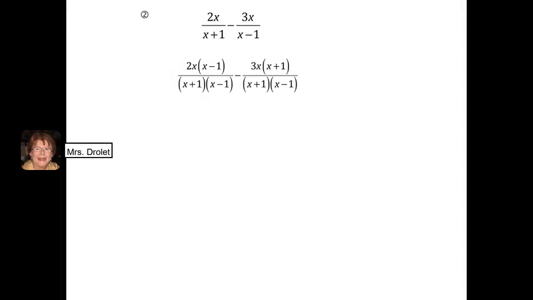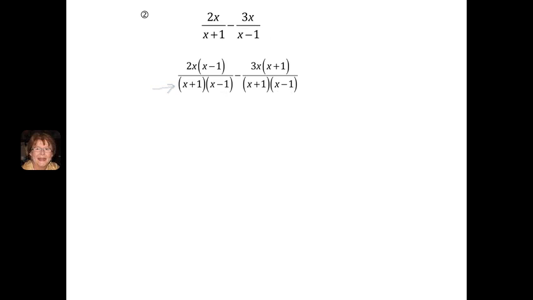So did you remember that you had to find a lowest common denominator? If it's a factor in the original denominator, it's a factor in the LCD. In this particular example, the lowest common denominator is x plus 1 times x minus 1. That's the first step. Find the lowest common denominator.